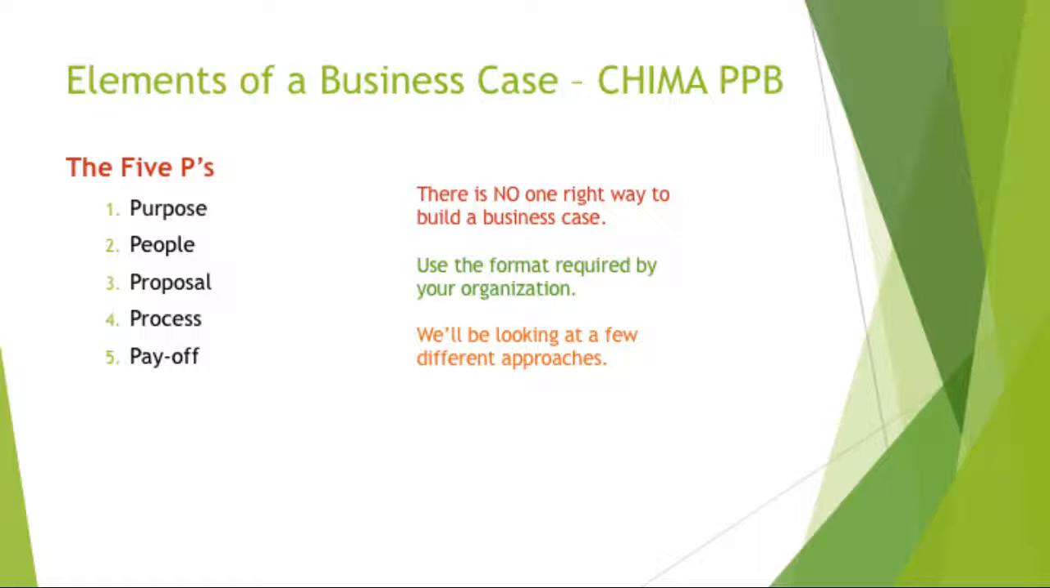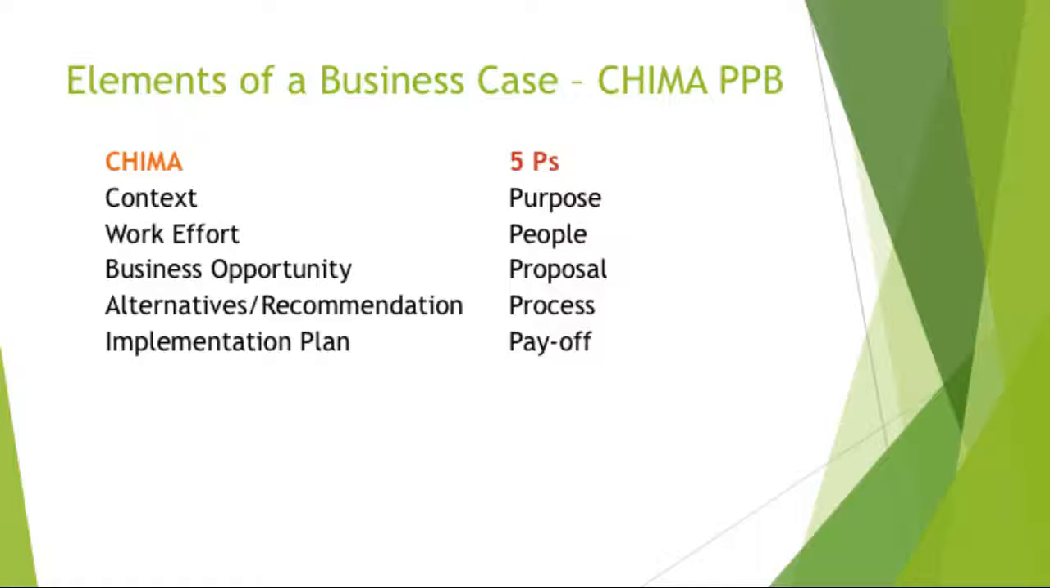When we look at these, keep in mind that there is no one right way to build a business case. The organization you work for will have guidelines and will let you know what they expect to see in a business case. Make sure you provide all of the required information so that you don't miss out on approvals. While CIMA documents the 5 P's, they outline building the business case using different terms that relate back to the 5 P's. This is an approximate map of the 5 P's to CIMA's terms. You'll see context, work effort, business opportunity, alternatives, recommendation, and implementation plan. We're going to look at each of these in more detail.